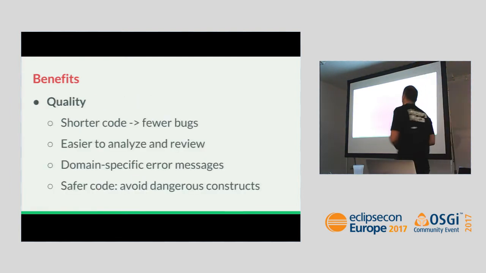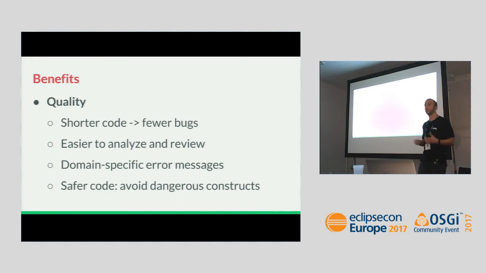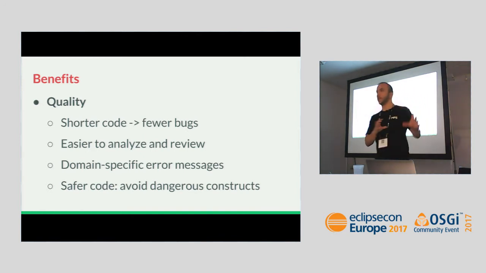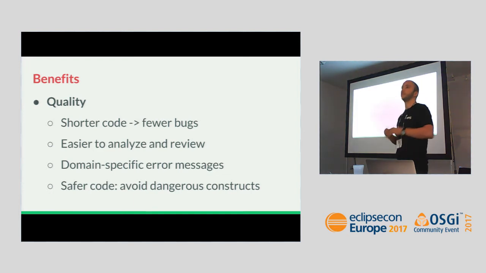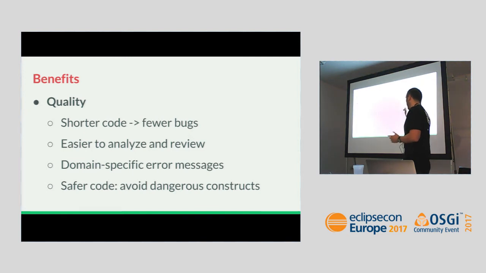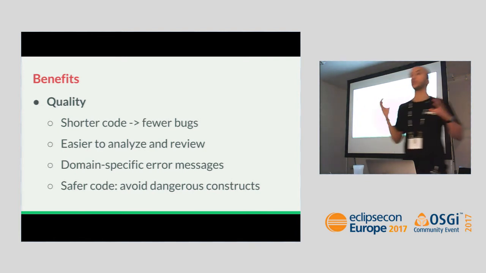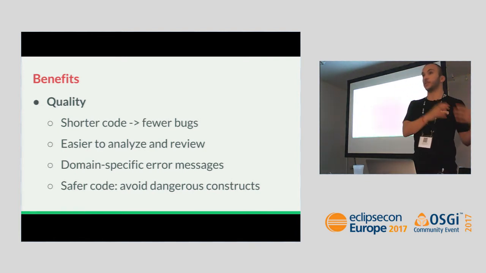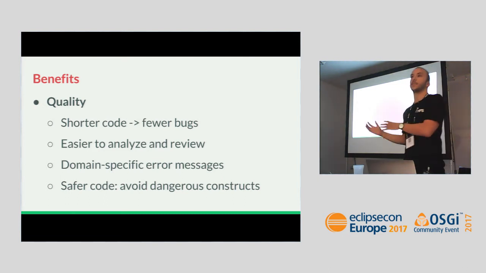The quality is increased because the code is shorter, which means fewer bugs. It's easy to analyze and review because the level of abstraction is higher, and you can customize the error messages for the domain, so they are more understandable for the people who use that specific DSL. And it's a safer mode because they cannot generate or construct more code outside this domain, the DSL. They have to use the language of that domain. So it's safer in that way.